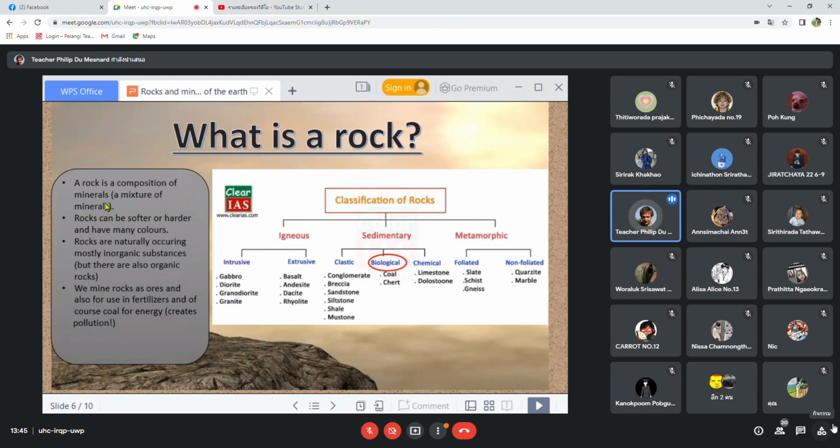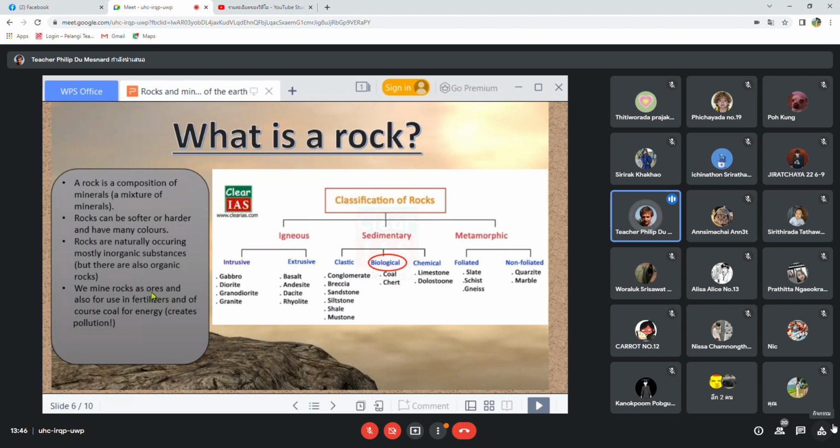So a rock has minerals inside the rock. So maybe one, maybe two, maybe three, maybe four minerals. Some rocks are soft, some rocks are hard. And they can have many colors. A rock is something which you can find in nature. And normally it's inorganic, but actually there are also some organic rocks. So inorganic means it's made from dead things. Organic means it's made from living things.